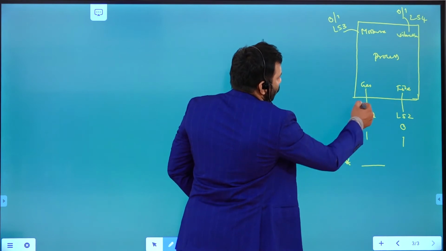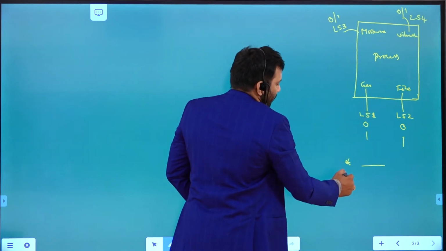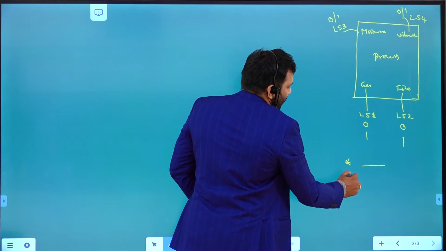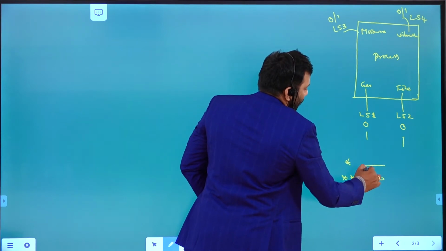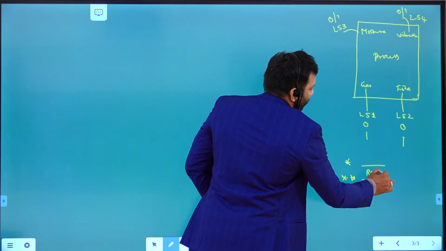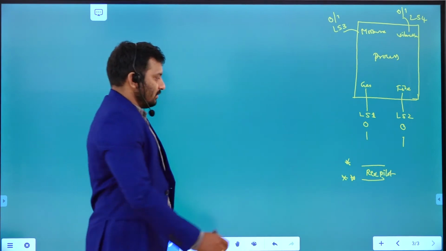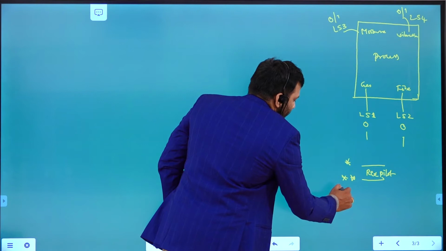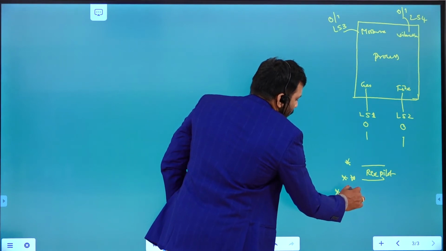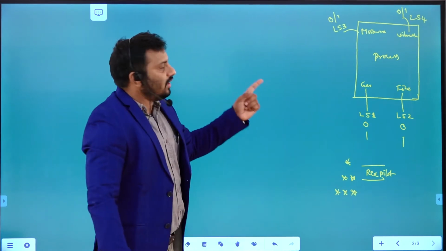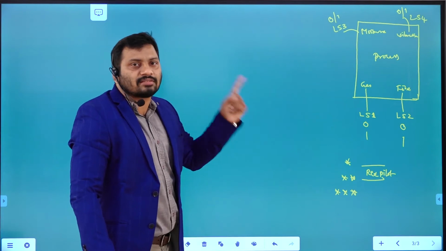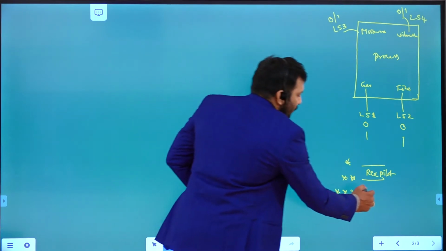For example, if any two cross the limit, then you give some red violet light indication, right? If more than two, if three parameters cross the limit, then you need to give some siren sound.